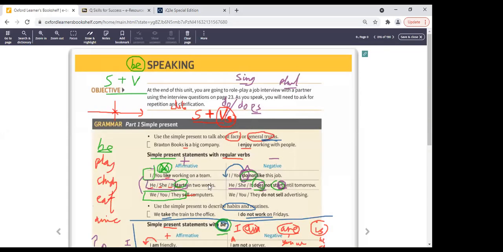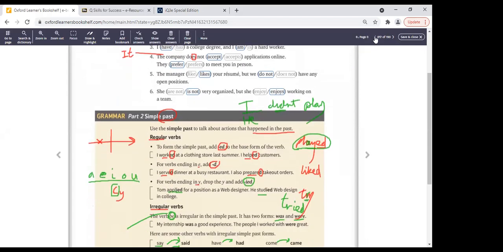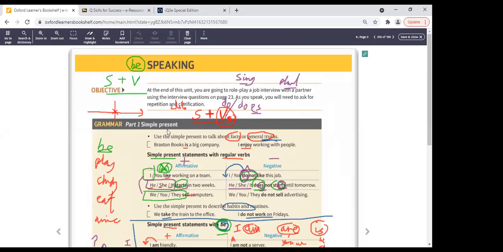Then we looked at the grammar. On page 16, we're looking at the grammar. We had the simple present, and on page 17, we looked at the simple past. Or you can call it the present simple and the past simple.